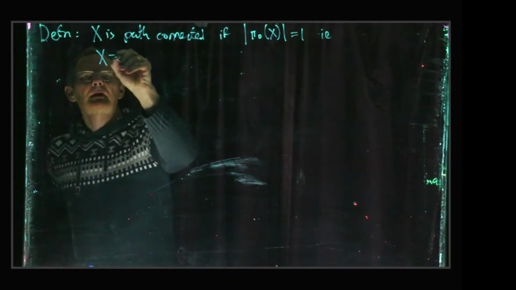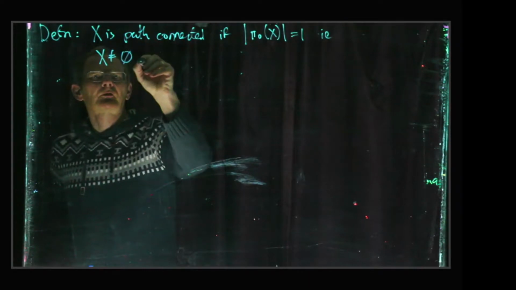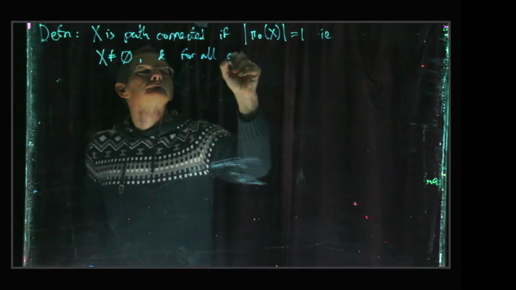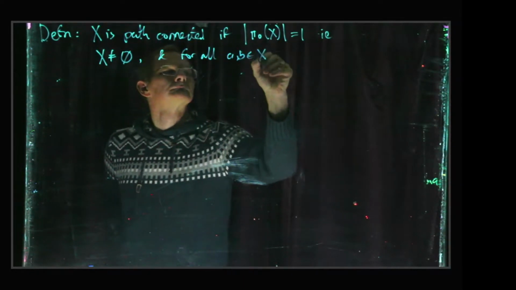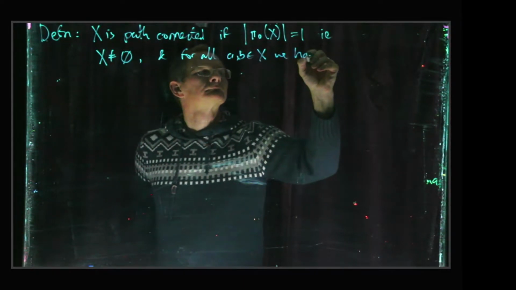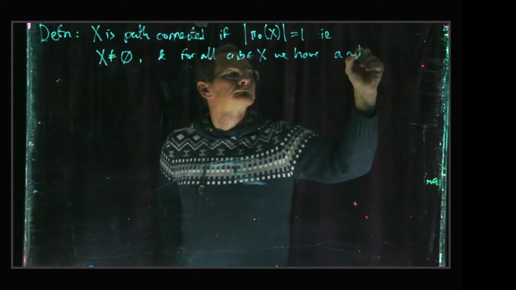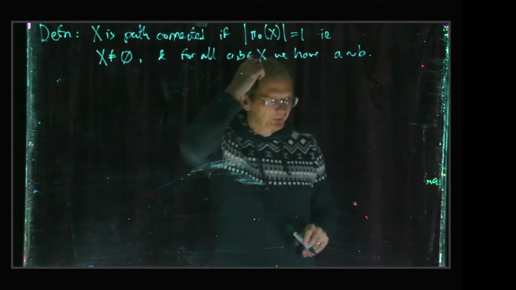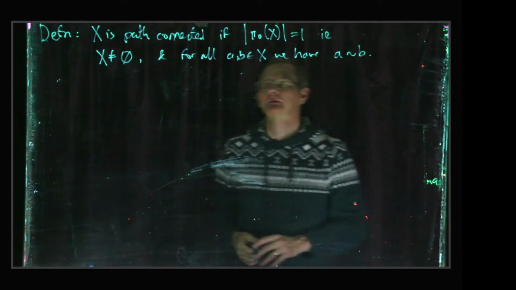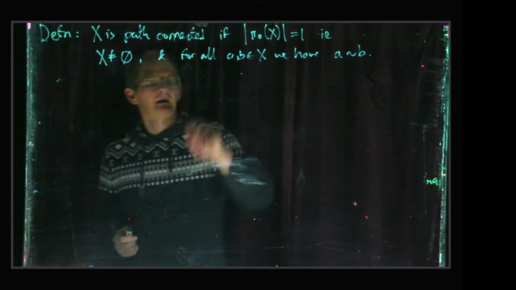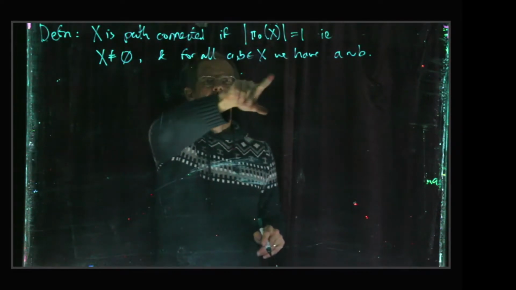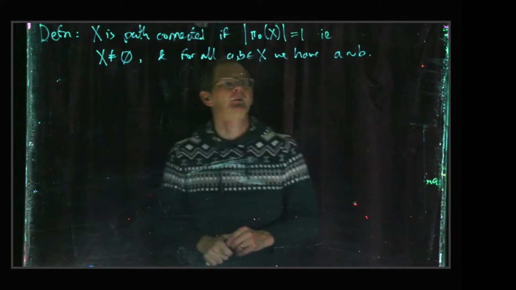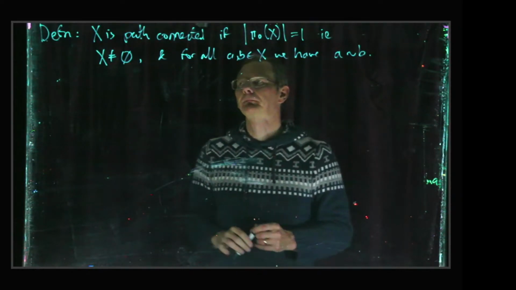And if you think about it for a minute, what this means is that X firstly is non-empty. X has got to be non-empty because if X was empty, then pi zero of X would be empty and have size 0 instead of having size 1. And then for every pair of points, they have to have the same path component. So in other words, there has to be a path between them.